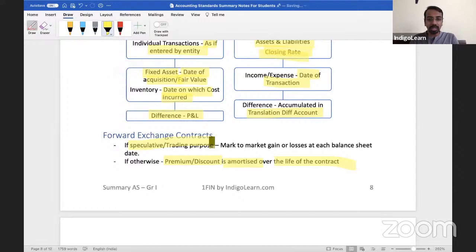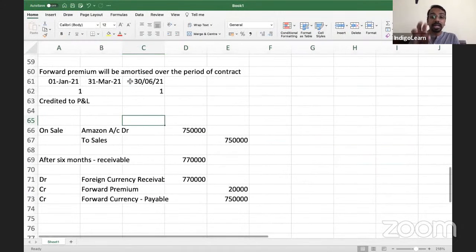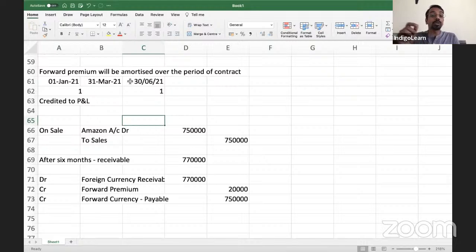Now, what is this not done for speculative and trading purpose? The cases that we have seen here, the intention of the company is not to speculate. The intention of the company is not to trade. What is the intention of the company here? The intention of the company is to safeguard the cash flows. They would receive $10,000. They don't want variability in the cash flows. They are doing hedging. We call it hedging.